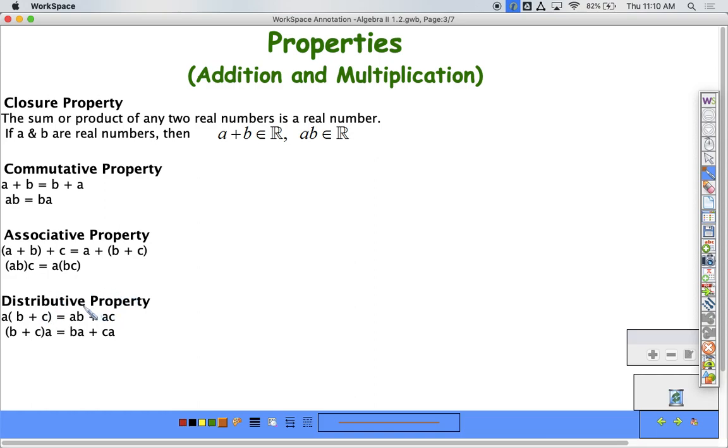Distributive, you should all know that one, okay, right? A times B is AB, A times C is AC, right? Okay, distributive property. Works if it's at the end too. No difference there.